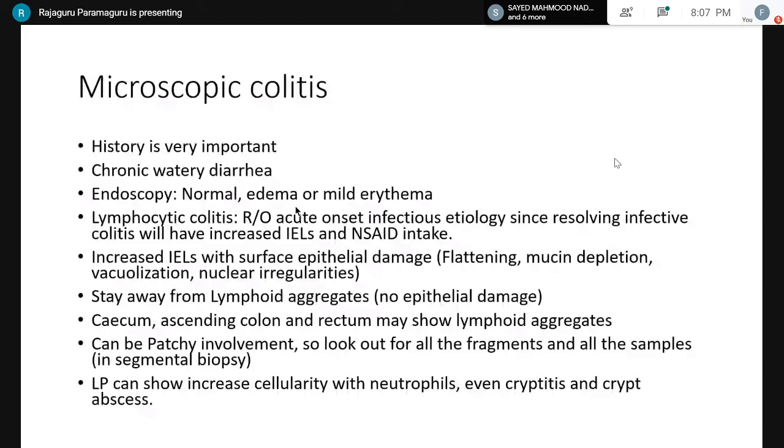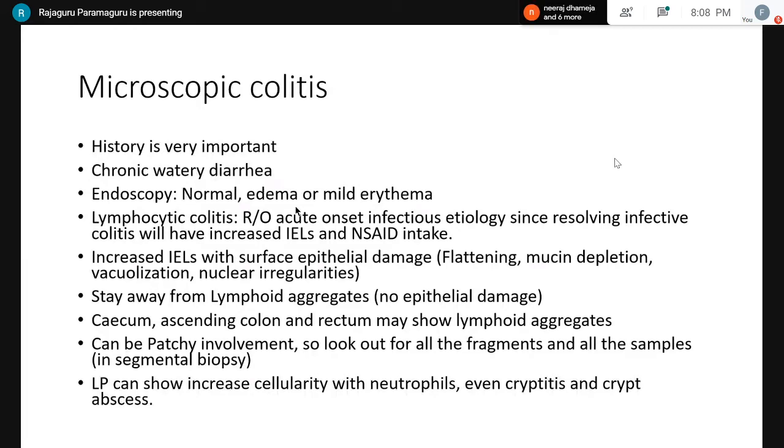And not only the presence of increase in IELs is important, we will have to demonstrate the epithelial cell damage also, like flattening of the mucosa, mucin depletion, vacuolation, and nuclear irregularities. While counting intraepithelial lymphocytes, you have to stay away from the lymphoid aggregates. But when the intraepithelial lymphocytes are seen at the place of lymphoid aggregate, those areas are not going to show epithelial cell damage. So you really don't have to be worried about them.